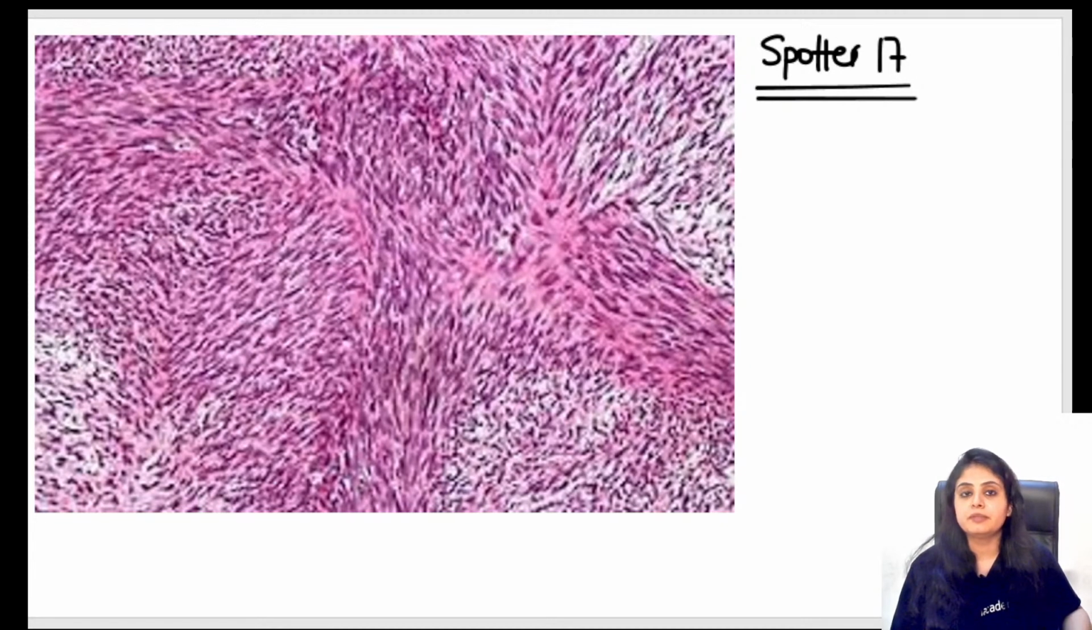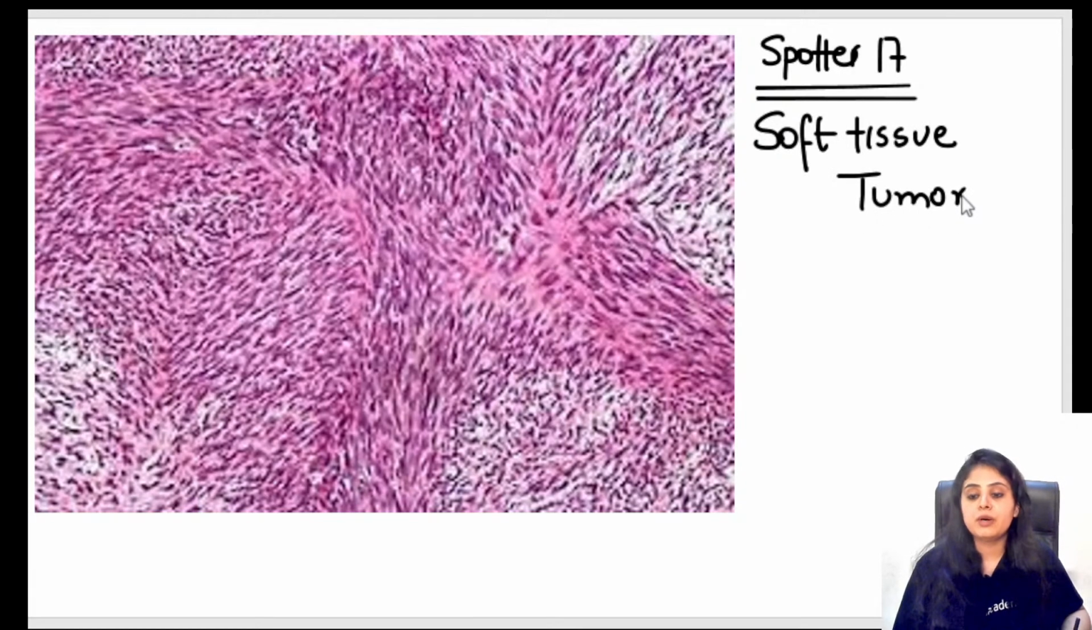Okay, let me draw something. Let me give you a hint. This is a soft tissue tumor. So at least you guys have reached up till there. If you're answering leiomyoma, schwannoma, you've at least come to the line of it. Finally, I've got a right answer from Dr. Ayan. That is fibrosarcoma.